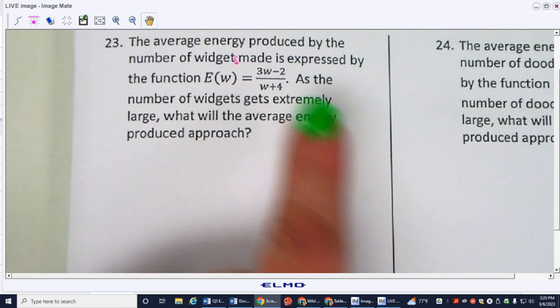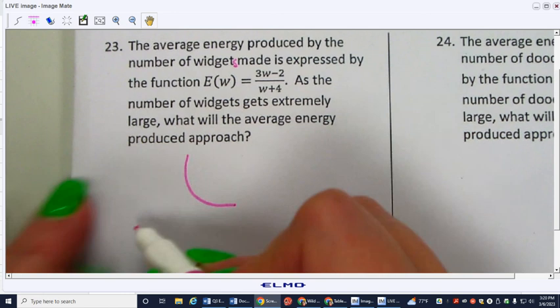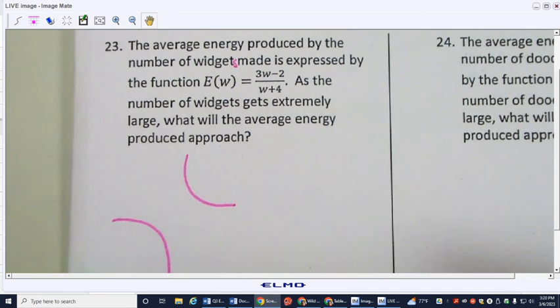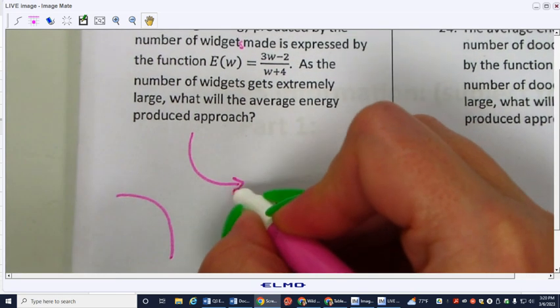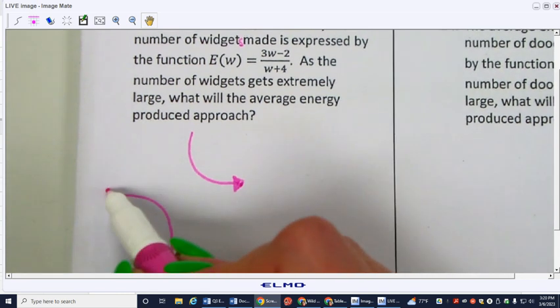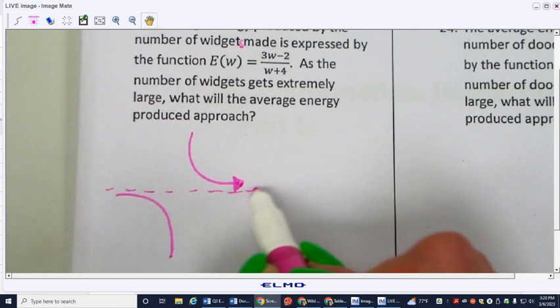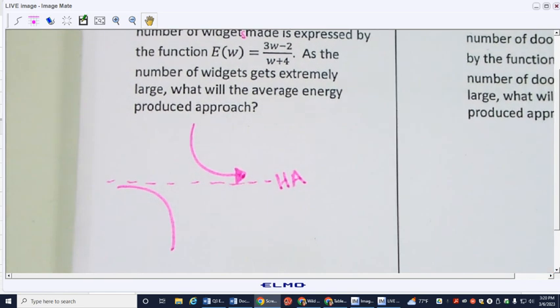But I do know that if I see a graph set up like this, it's going to be a rational equation that's going to do something like this, right? So as the number of widgets gets extremely large, I want to know what value I am approaching. Well, I'm approaching the horizontal asymptote. So this question is just a fancy way of asking, what's the horizontal asymptote? Why they can't just ask that, I don't know. I didn't make the question, okay?